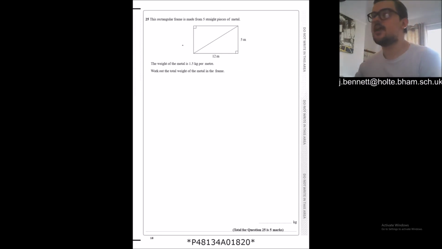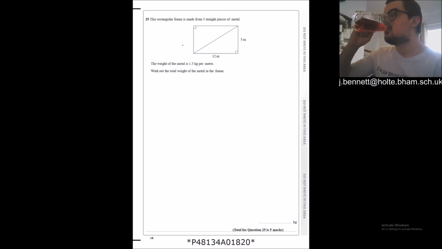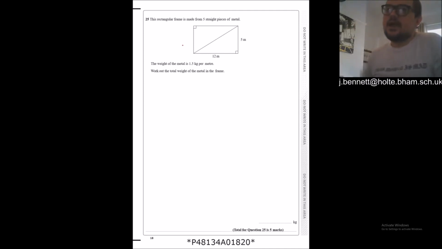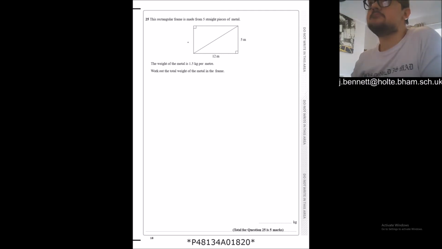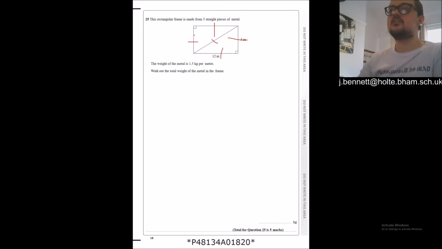The rectangular frame is made from 5 straight pieces of metal. The weight of the metal is 1.5 kilograms per meter. Work out the total weight of the metal in the frame. So we have 5 straight pieces of metal: 1, 2, 3, 4, and 5. We can work out the total length of the perimeter, and then we're going to add this diagonal line. So 12 plus 5 plus 12 plus 5.